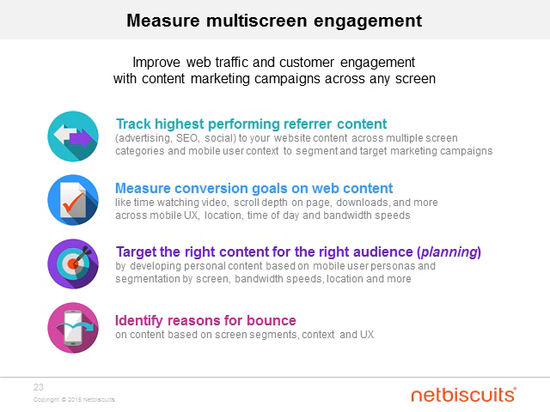So if we pull all of these items together, here's a 4-point plan that will help improve web traffic and customer engagement with those content marketing campaigns across any screen. Number one is tracking the highest performing referrer content. So here we're thinking about questions such as, where is the traffic coming from? Does the traffic actually engage with my content? Is the referral link relevant to this content? And does that referral traffic, which is engaging with content, then enter the funnel?